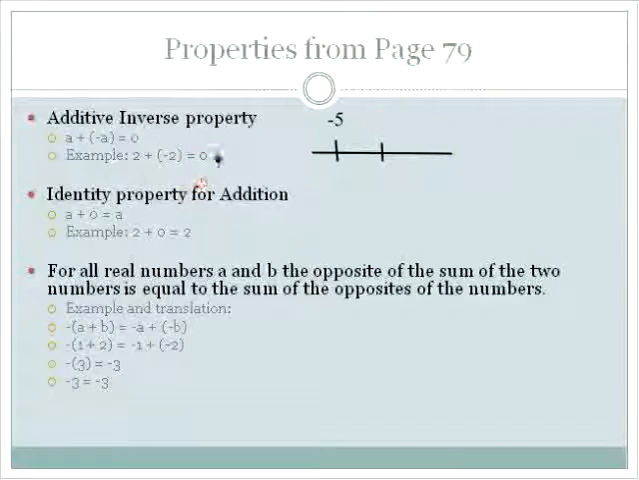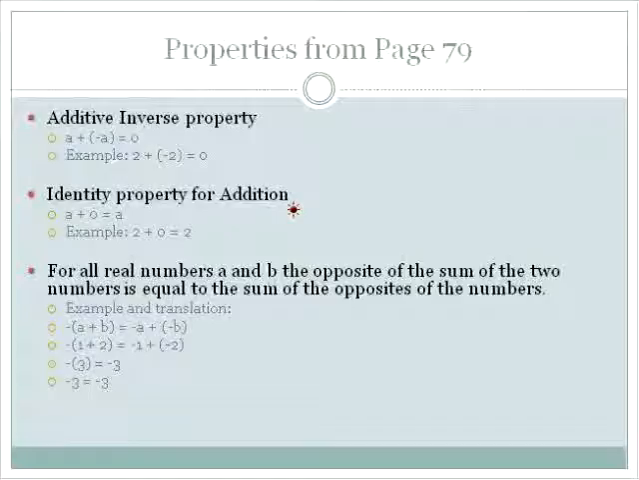Okay? So this is just showing us, this is one of the properties, that if you have a number and you add its opposite, you will always get 0. And that just makes sense. 4 minus 4, 0. 3 minus 3, 0. Right? 2 plus negative 2, 0. So that's the additive inverse property.